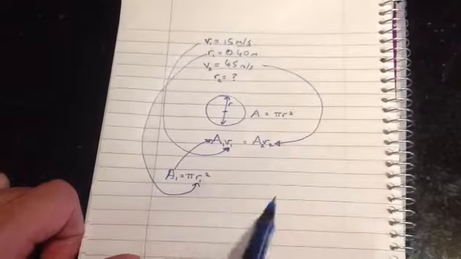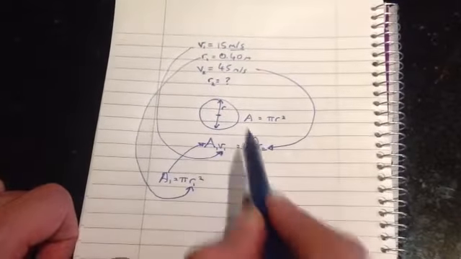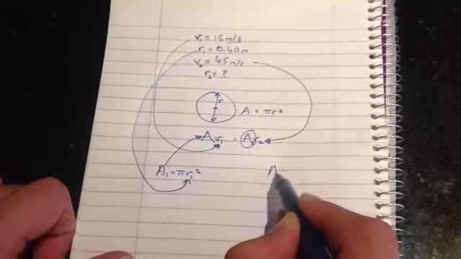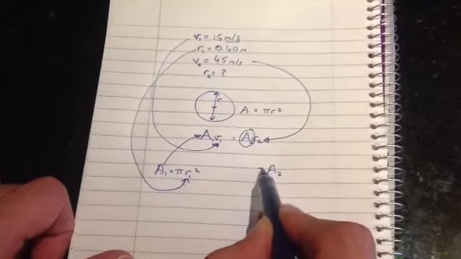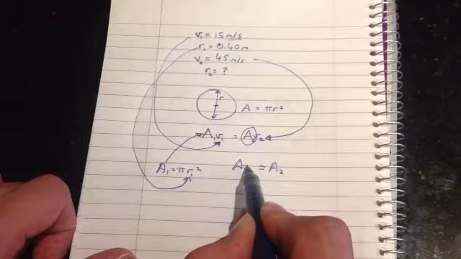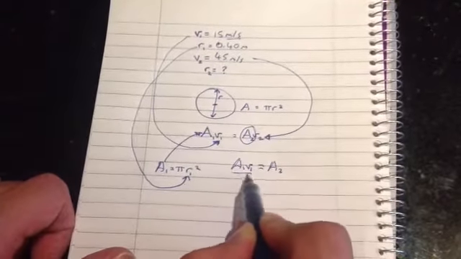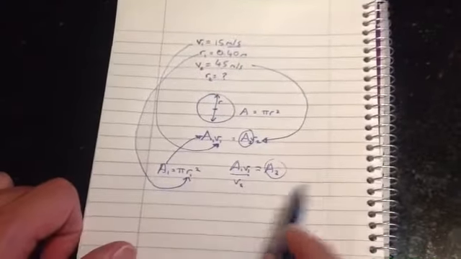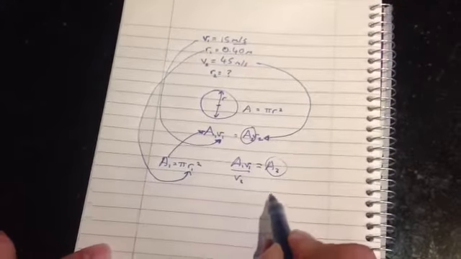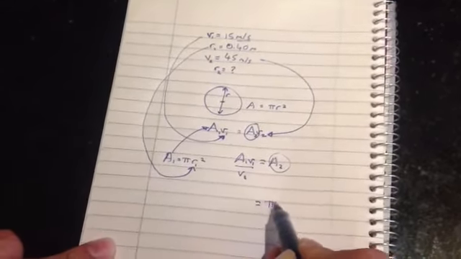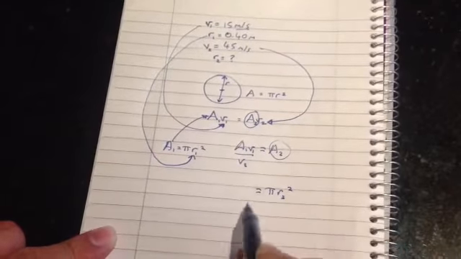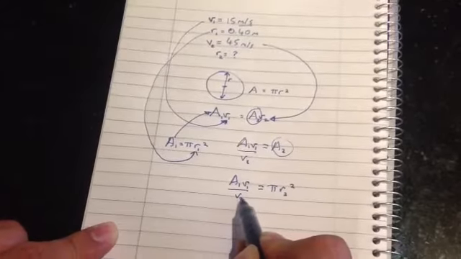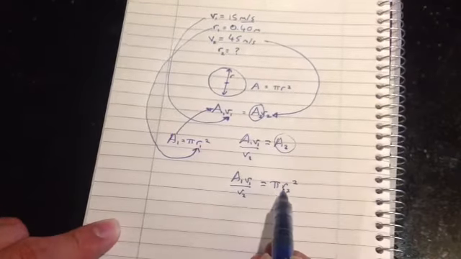Okay? Now we should be able to find A2. Let's rearrange this. A2, if you rearranged it using cross multiplication, would be A1 times V1 divided by V2. Make sure you cross multiply to find out. So we can find A2. Once you've found A2, you'll be actually finding pi R2 squared is equal to all that. Okay, so we get some number here, it's equal to pi R2 squared.